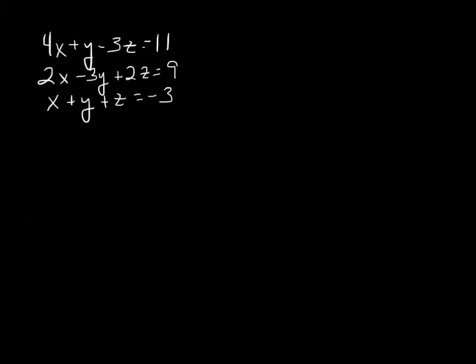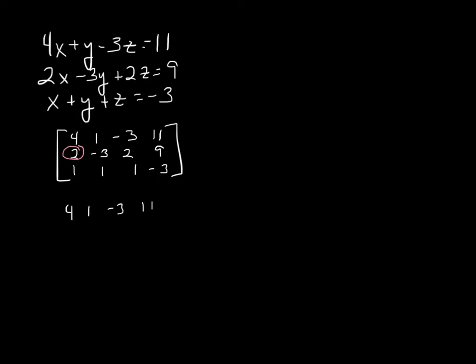Okay, here's our second example. We're going to rewrite this as a matrix. So 4, 1, negative 3, 11, 2, negative 3, 2, 9, and 1, 1, 1, negative 3. Okay, let's get our zeros. So let's start by creating a 0 right there. So let's rewrite our first row and our third row.